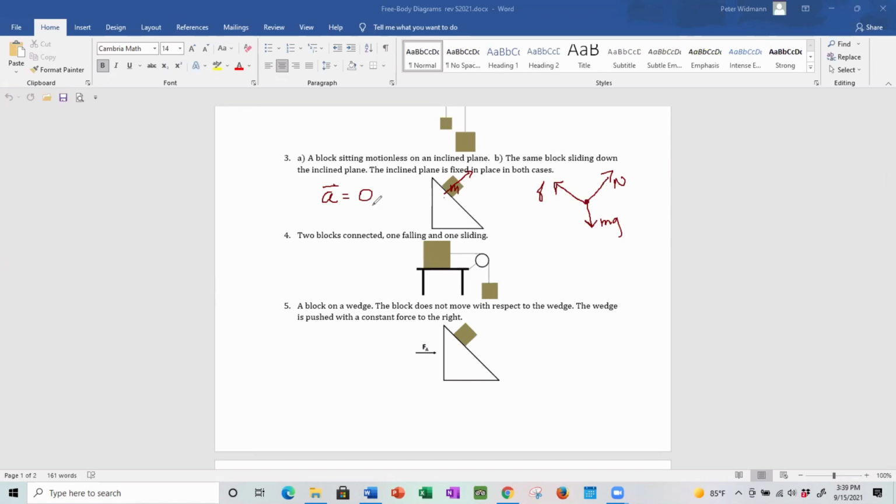Now for part B, Christopher, the block is sliding down the plane, but the wedge is motionless. So why don't we do the free body diagram for the mass? Okay, so the mass would be going down to the right. It's sliding down. Can you draw it? Yes. So here's the mass. What are the forces acting on it? It would be gravity.